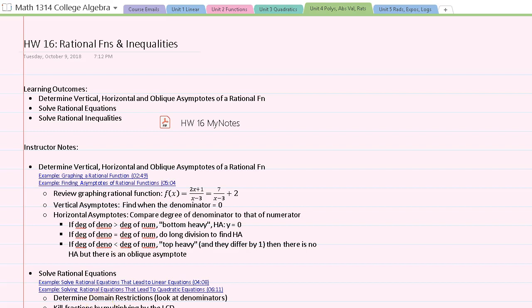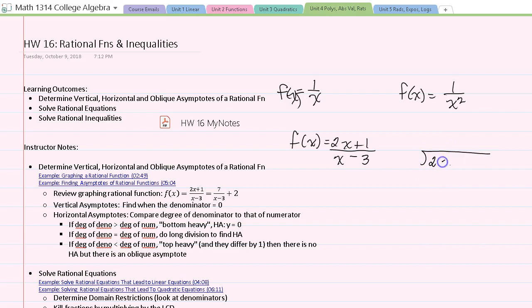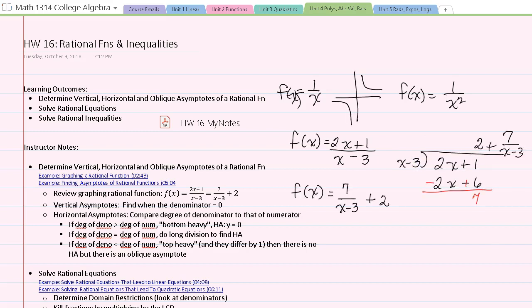When we talked about parent functions, we talked about two types of rational functions: the reciprocal function, where f of x is equal to 1 over x, and the reciprocal square function, where f of x is equal to 1 over x squared. Let's begin by graphing the function f of x is equal to 2x plus 1 over x minus 3. First, we see that this equation does not look like one of our known rational functions. Let's use long division or synthetic division to rewrite this rational function. Now this looks like something we can graph.